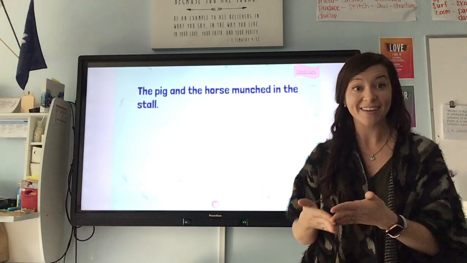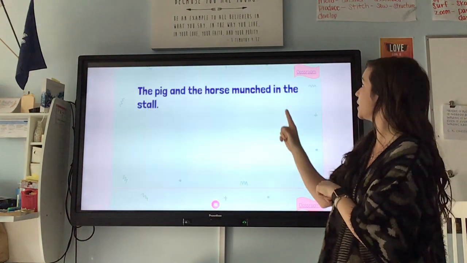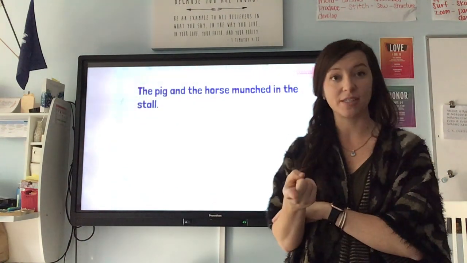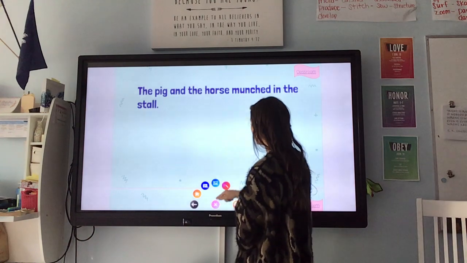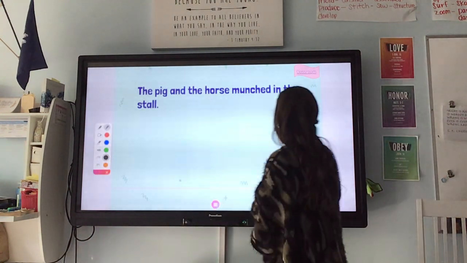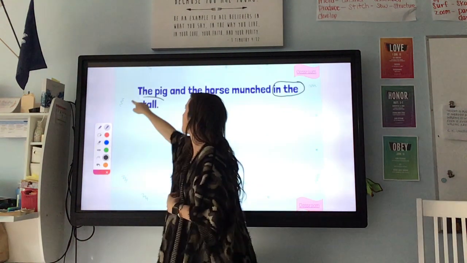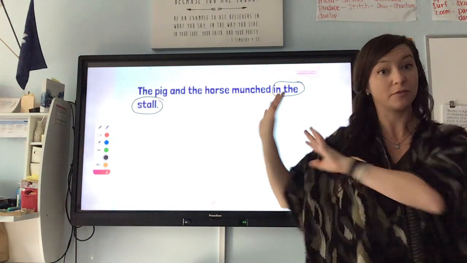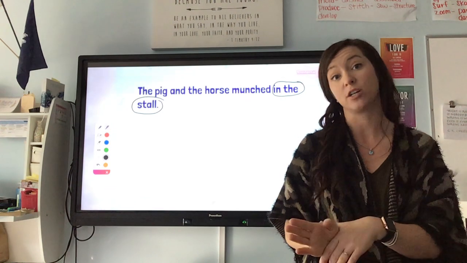If we're going to diagram any sort of sentence at this point, first read the sentence. The pig and the horse munched in the stall. If you see any prepositional phrases, I highly suggest you circle them. The prepositional phrase within this sentence would be in the stall, so I'm going to circle it. The second step is to actually mark it up.